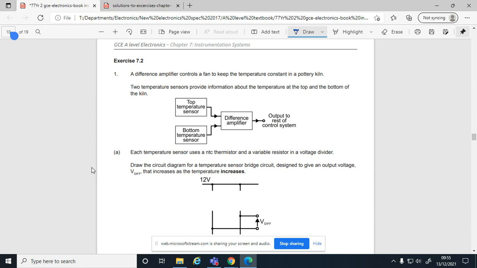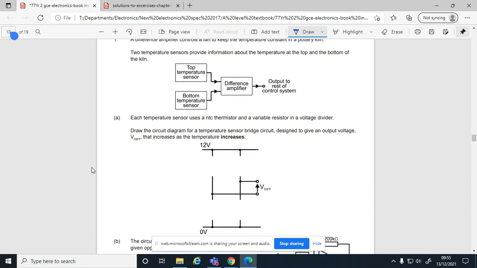Okay, 7.2. This time, this is a bit of a weird one. For a thermistor, as the temperature goes up, the resistance goes down, which obviously means that the voltage will go down as well. It says here, draw a circuit diagram to give the output voltage, so V diff increases as the temperature increases. So temperature goes up, resistance goes down, and I want V diff to increase.